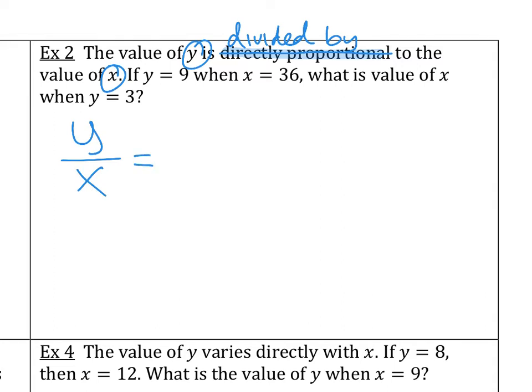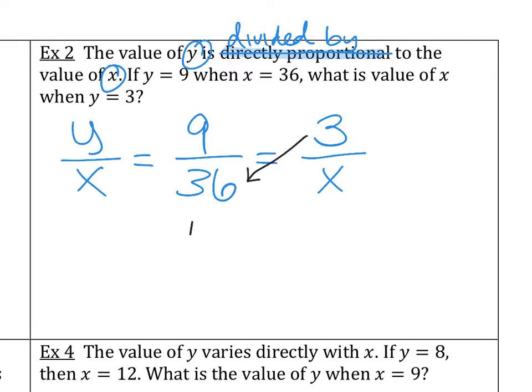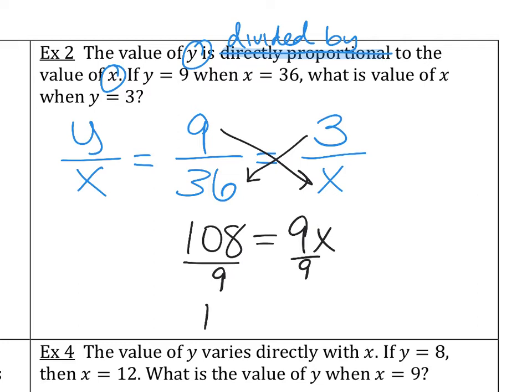The next sentence says if y is 9 when x is 36, so I label those x's and y's. Then what is the value of x, I don't know x, when y is equal to 3? So now we cross multiply and divide. 3 times 36 is 108. 9 times x is 9x. What do I divide by? 9. Divide by 9, divide by 9. We'd get that 12 is equal to x. Voila, we have solved the direct variation problem.